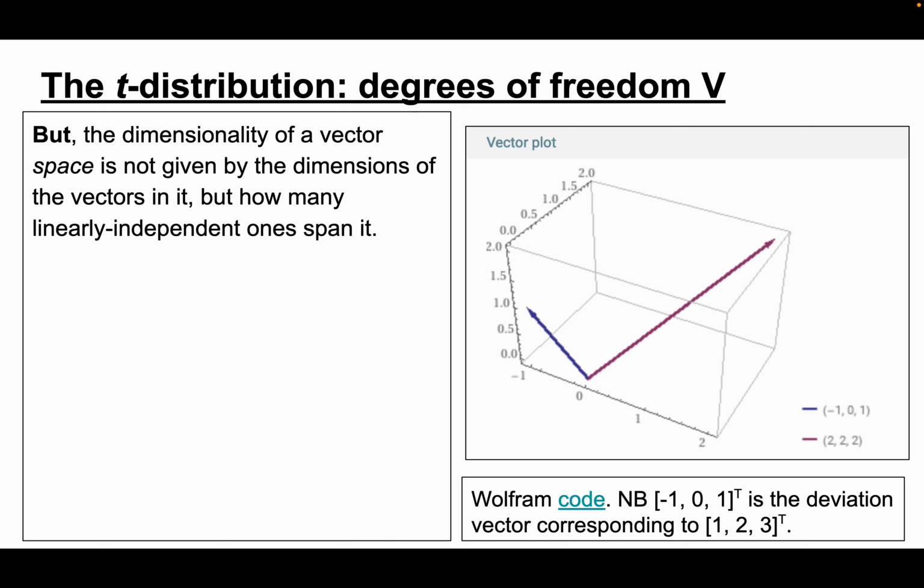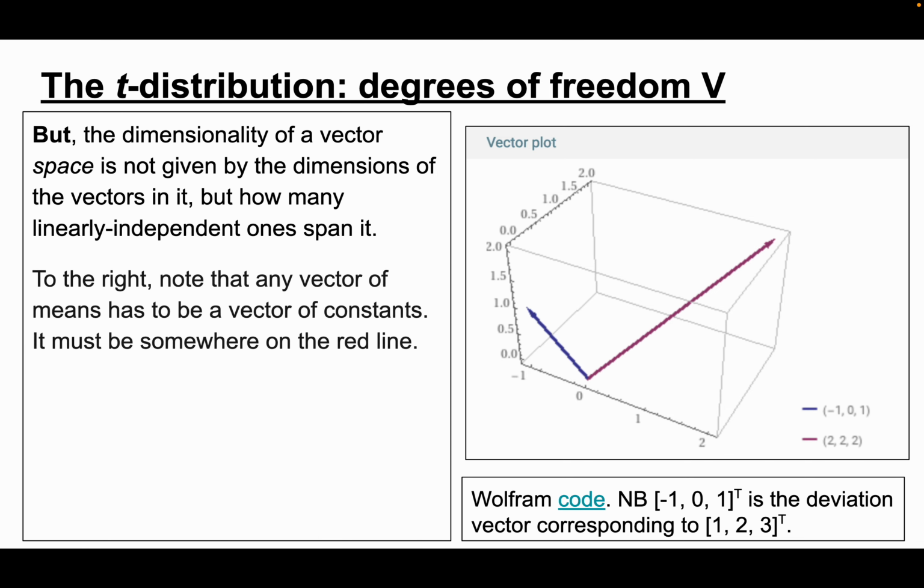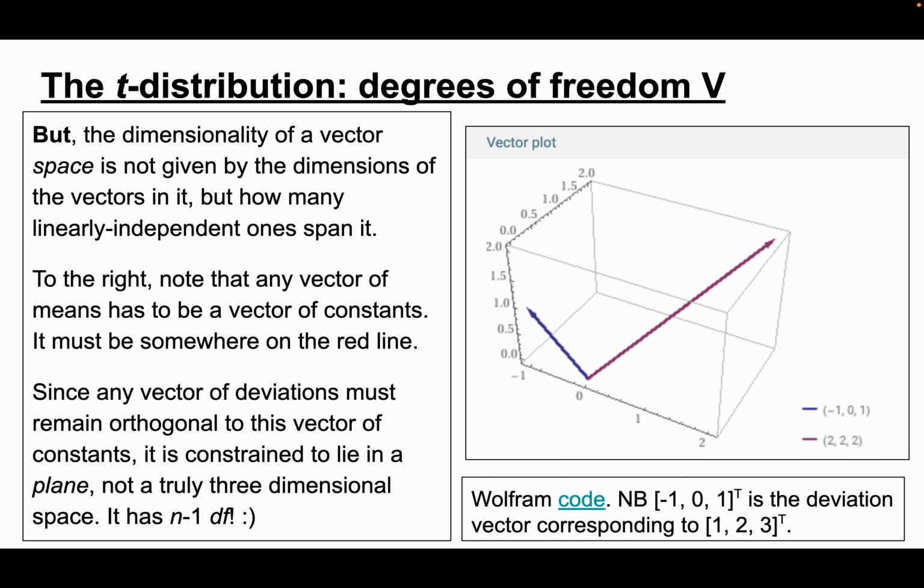And note that the dimensionality of a vector space is not given by the dimensions of the vectors in it, but by how many linearly independent ones span it. So again, we've got here to the right this vector of constants representing the means and this vector of deviations about them. And if we added them tip to tail, we would get the vector 1, 2, 3. But now, notably, we've got this kind of interesting fact here. We've got this deviations vector here. Now, we've got an outcome vector, 1, 2, 3, that's in three-dimensional space.